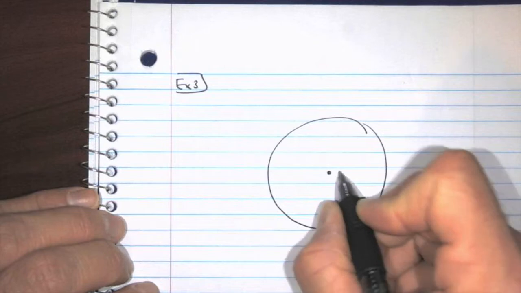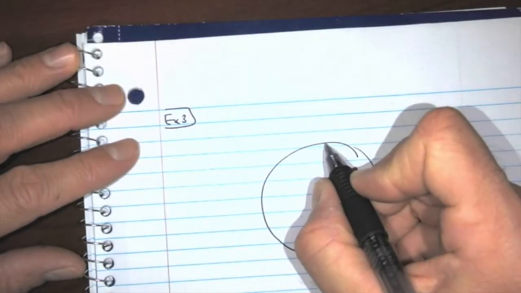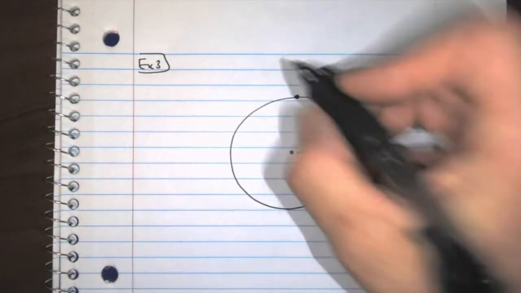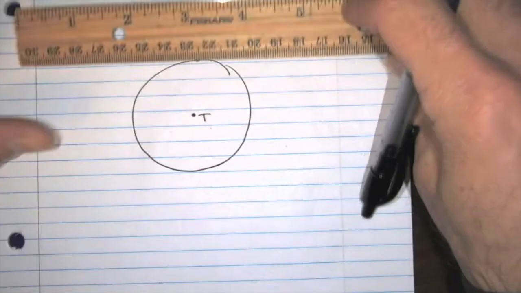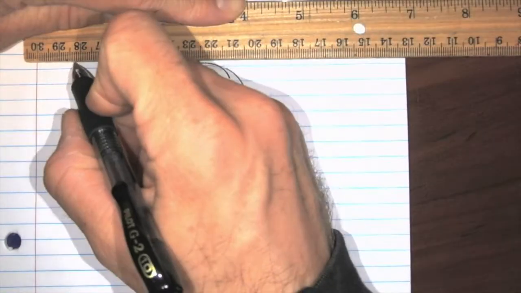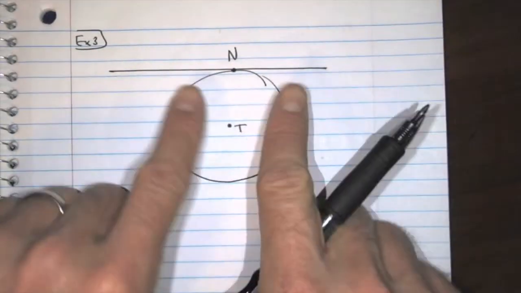I got one more example and then we're calling it quits. Example 3. I'd like you to draw a circle. Give it a center. Call it center T. Let's start off with a tangent point right above, but we're not going to connect these 2 points. Call this N. And I want a horizontal tangent line. Let's do that. I'm not going to have it extend forever.